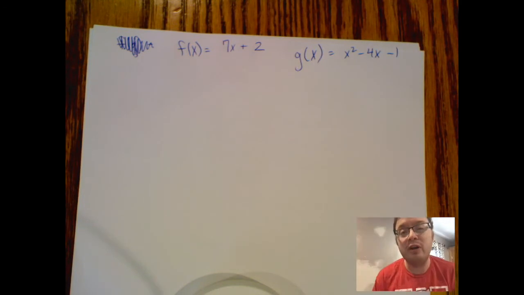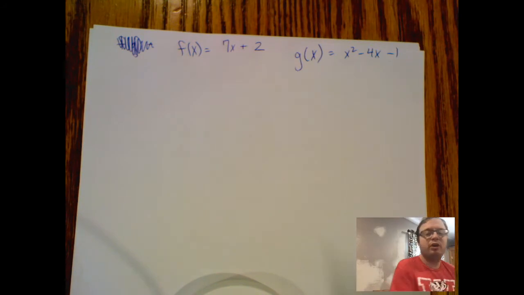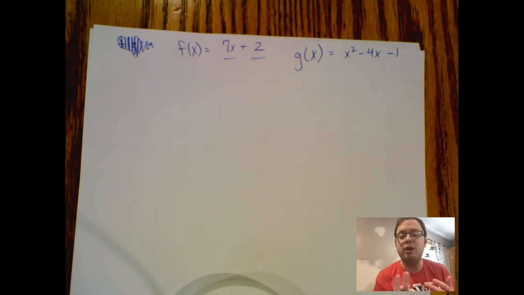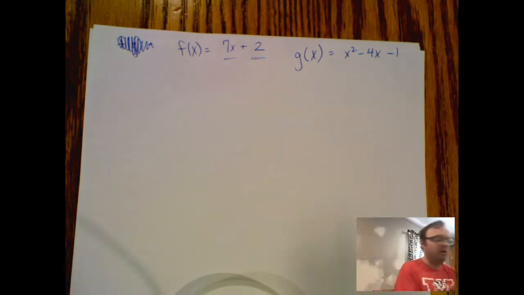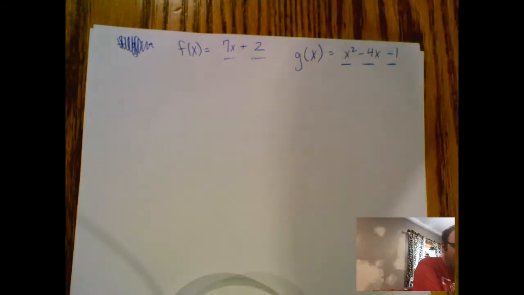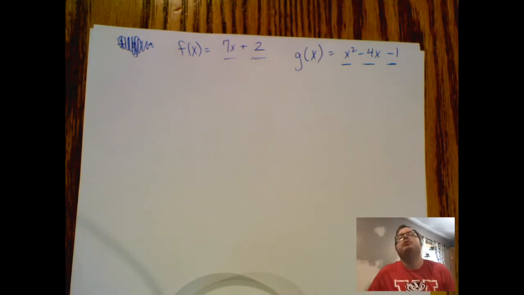If you want to get more classification with that, f of x is a binomial here because we have 7x and we have 2. Those are 2 terms. And g of x is a trinomial. We have x squared, minus 4x, and minus 1. Those are our three terms. So because f of x has two terms, that is a binomial. Because g of x has three terms, that's a trinomial.